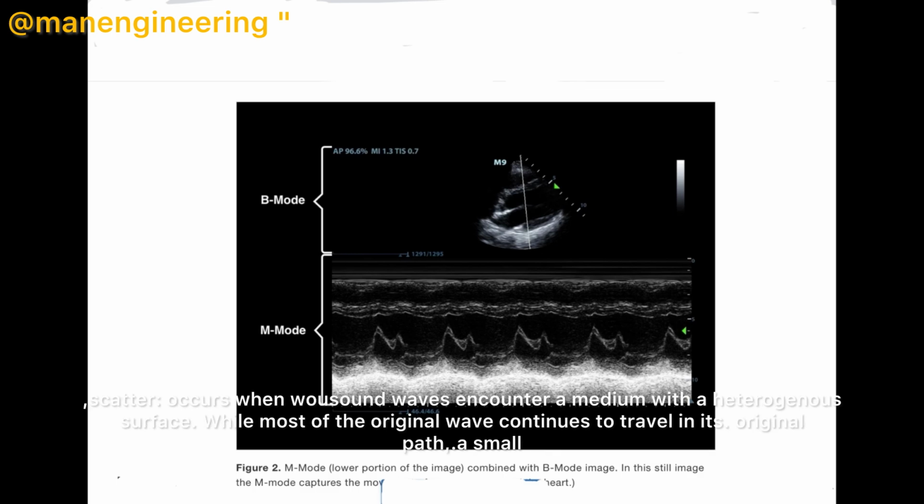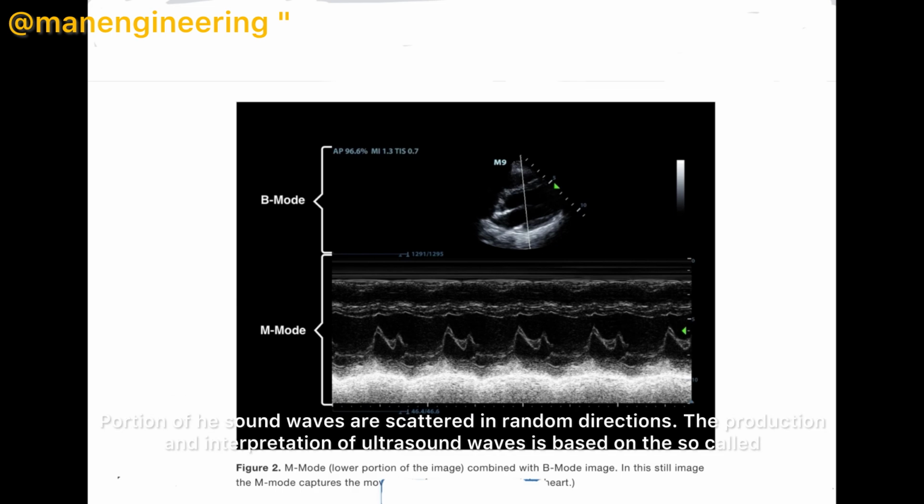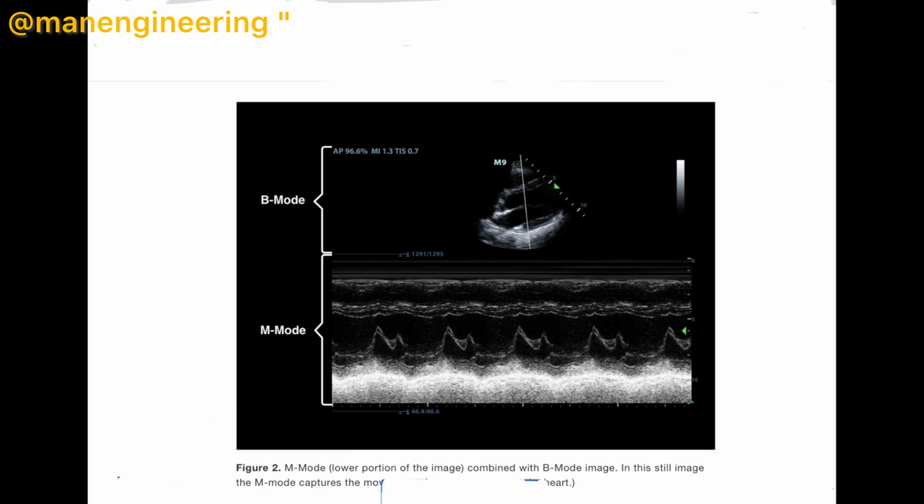Scatter occurs when sound waves encounter a medium with a heterogeneous surface. While most of the original wave continues to travel in its original path, a small portion of the sound waves are scattered in random directions. The production and interpretation of ultrasound waves is based on the so-called pulse echo principle.